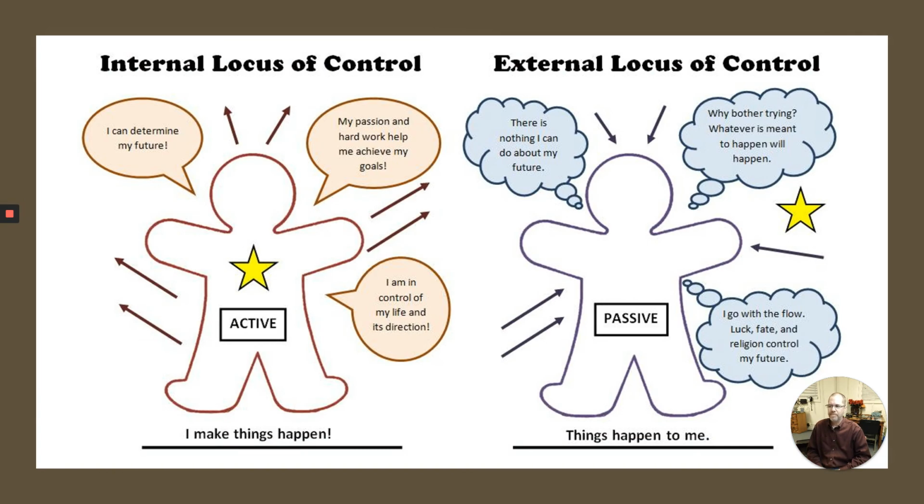So here's, just finish here. I found this little graphic of Rotter, internal locus of control, external locus of control. So let's just start in the middle. The active person with the star on the inside, the passive person with the star on the outside, because a passive person is a type of person.